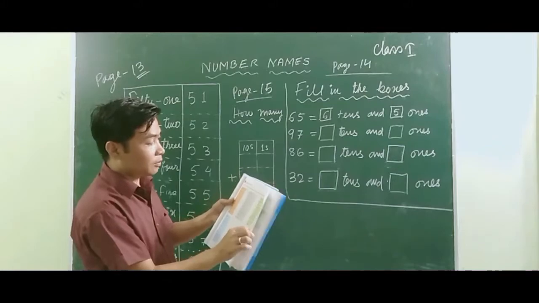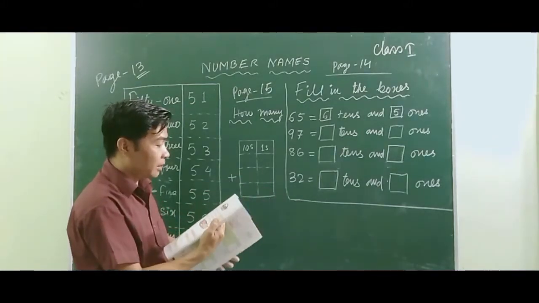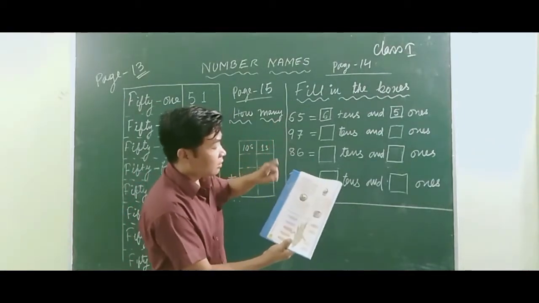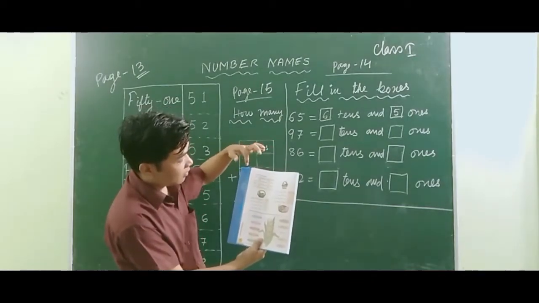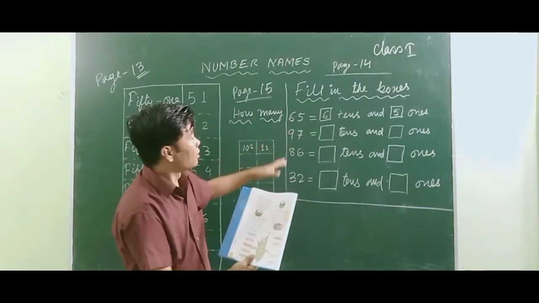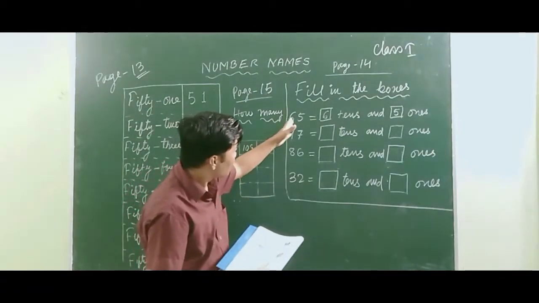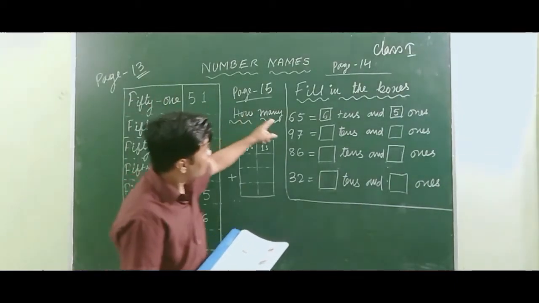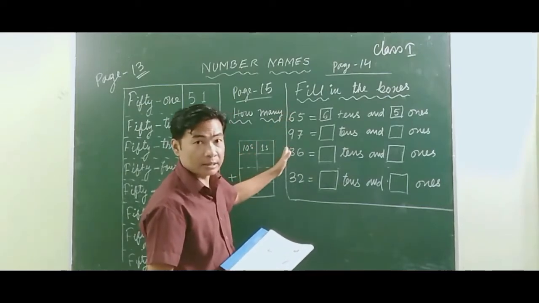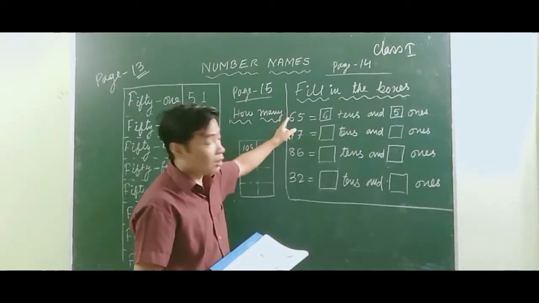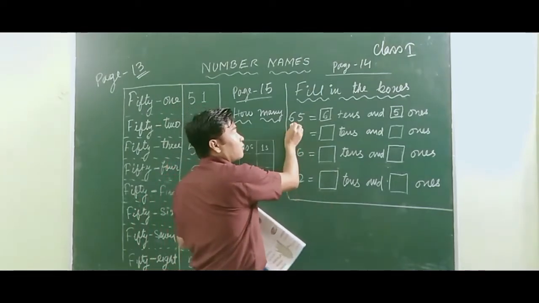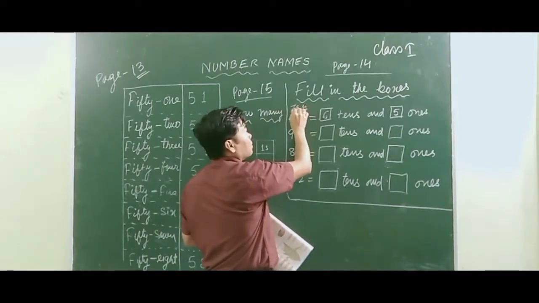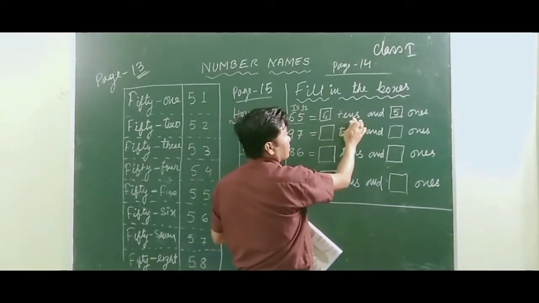Turn the page around and we have page number 14. Page 14 is fill in the boxes. Here I have written on the board. What you are supposed to do here: the names of the number are given, we write the number. Here the numbers are given, we break them into tens and then write. One is done for you. 6, 5, 65. This is tens, means 60s, this is ones. So 6 tens and 5 ones.